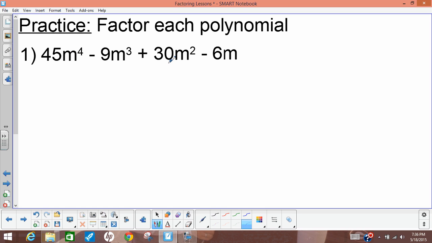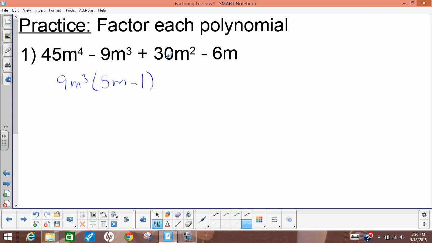So I'm going to go ahead and leave this alone. You probably could reorganize this and factor out a greatest common factor for 45m to the 4th and 30m squared. So if you did that, that's fine. But I'm going to just find a common factor here of 45m to the 4th minus 9m cubed, which would be 9m cubed. So I'm left with 5m minus 1.